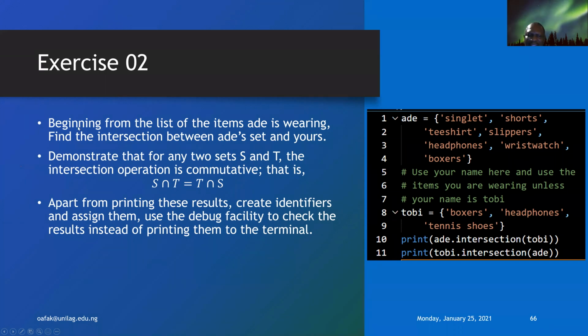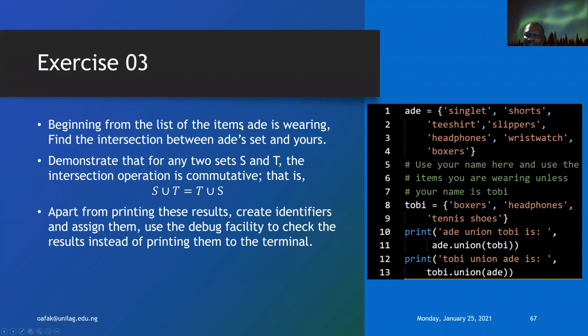The third exercise: beginning from the list of what Ade is wearing, find the intersection between Ade's and yours. Demonstrate for any two sets, S and T, that the intersection operation is commutative. Apart from printing the result, create identifiers and assign them, and then use the debug facility to check.